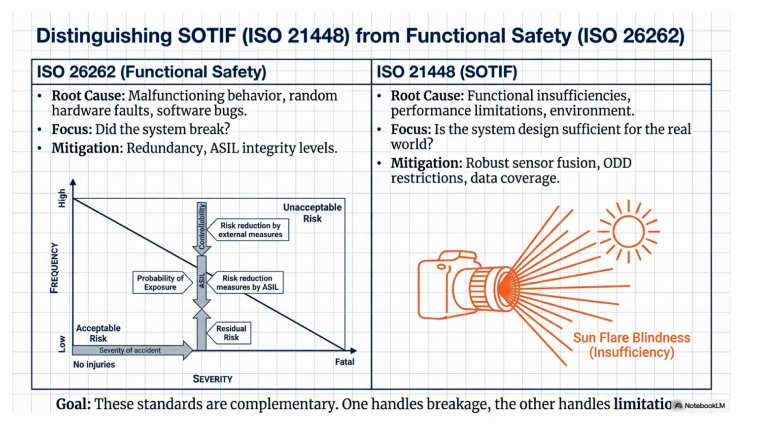While FUSA handles internal malfunctions, SOTIF handles external impacts like heavy rain, fog, or electromagnetic interference. By running these processes in parallel, we ensure the vehicle is both built correctly and designed for the right world, moving beyond the billion-mile testing problem through structured analysis and mitigation.